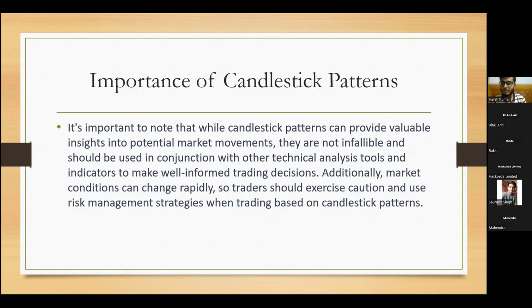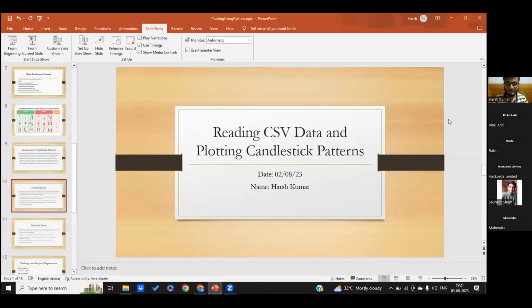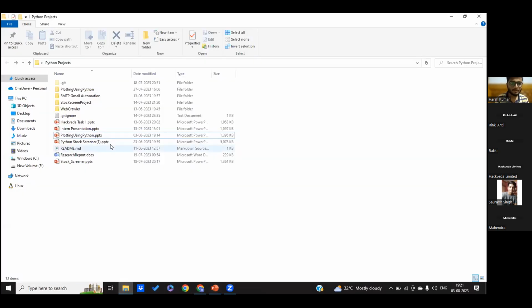Why? Because in the long term, for example, if we make 10 such transactions, then even if the probability of profit is 60% or 80%, out of 10 transactions we will make 6 or 8 profits. So that's why we should go with these technical analysis patterns that we are seeing here. So let me demonstrate the project that I have done, and we'll see loading the CSV data and plotting the patterns step by step. So let me just open the folder.